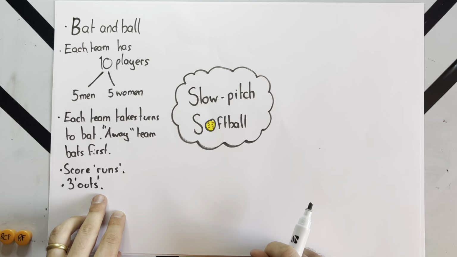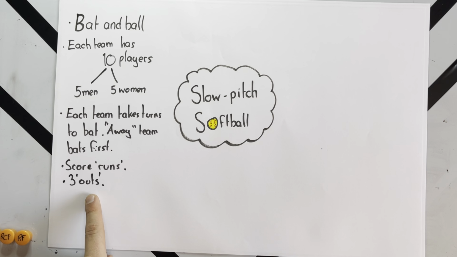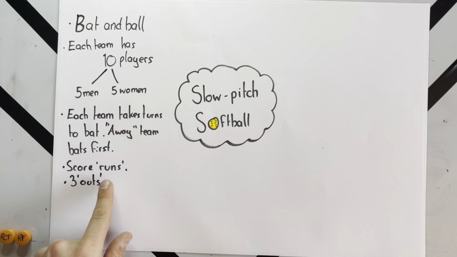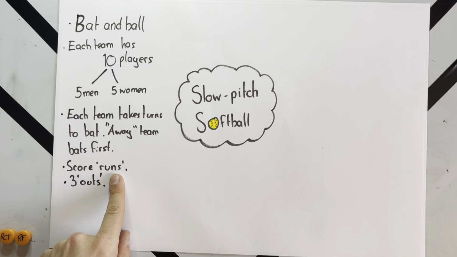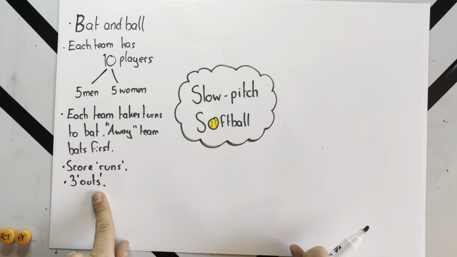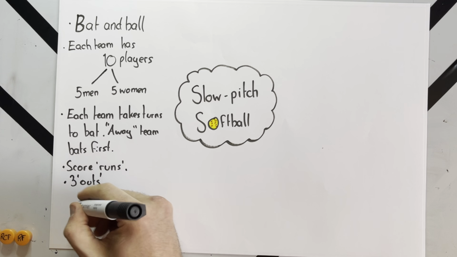When it's your team's turn to bat, you will have 3 outs to score as many runs as you can. You can score 100, thousands of runs if you like, if the other team cannot get you out. It's unlikely, but you can keep scoring for as long as you want. There is no time limit in softball. There are 3 outs, and we will go through how to get out in a subsequent video. Once the opposition have got 3 outs, or your team has been out 3 times, then you swap over.